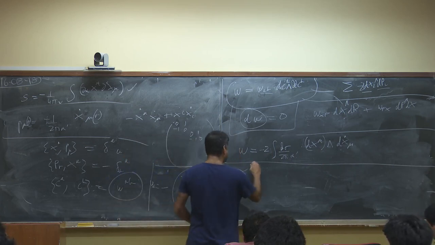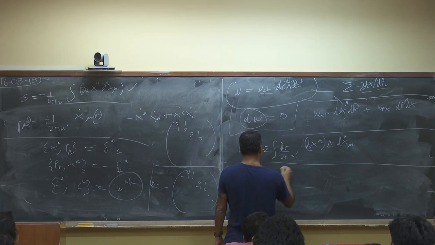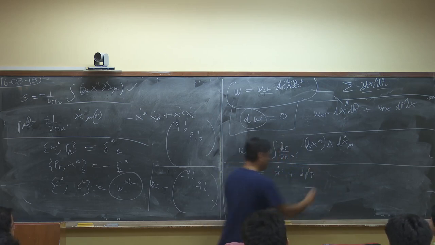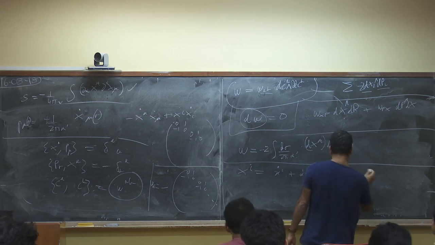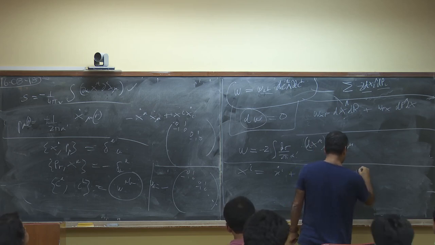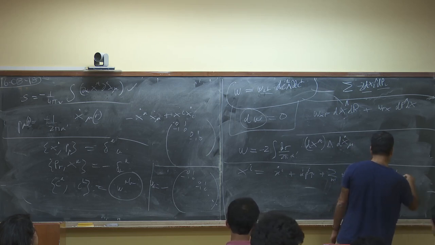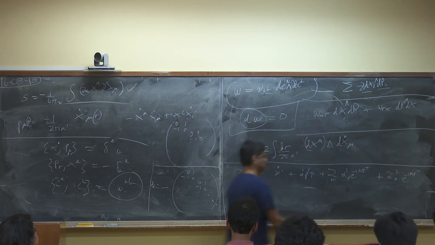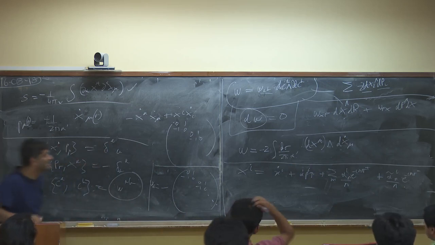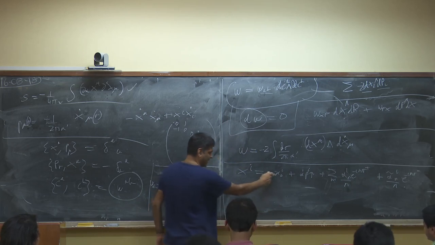Okay? What we had was xi equal to xi0 plus alpha prime p tau, plus the sum over n of alpha I n e to the power minus I n sigma plus alpha tilde I n e to the power minus I n sigma, divided by n. X 0 I, thank you. x0.